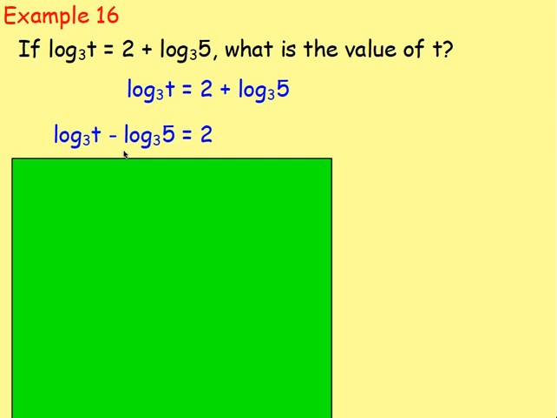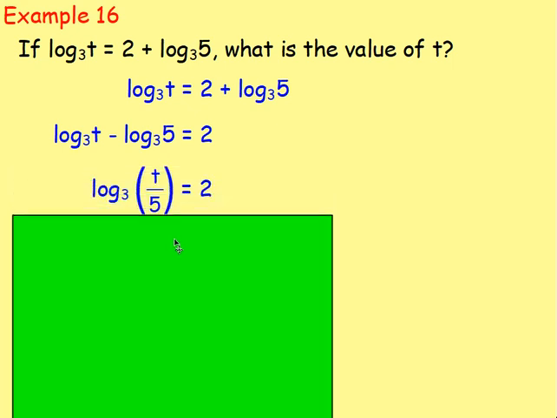And from there, what could you do next? Good, use your log rules. We've got log base 3 of t, take away log base 3 of 5. It's the same base, we are subtracting. So when we're subtracting, we divide, so it'll be t divided by 5. So we'd have log base 3 of t divided by 5, and that will equal 2.